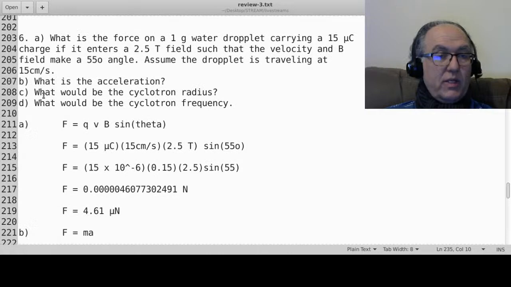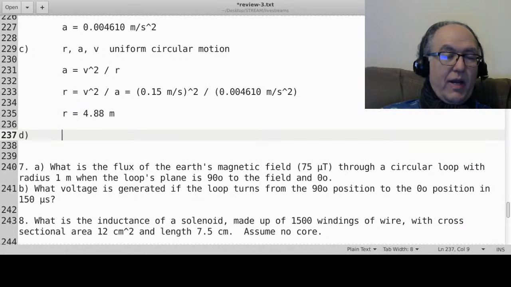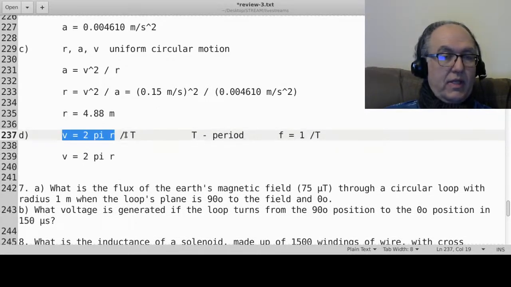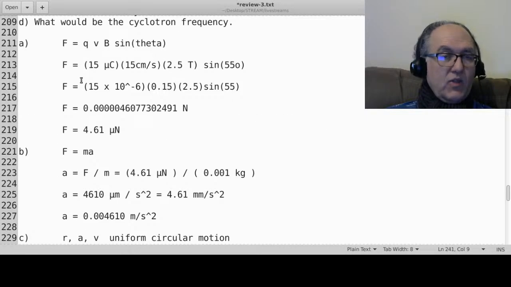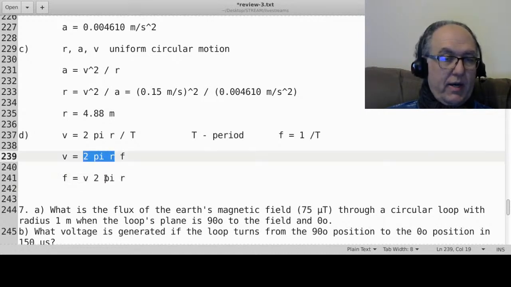Then the last question was, what would the cyclotron frequency be? There are a few ways to do this. The one I like using is V is equal to 2 pi R divided by T. Remember, T is the period, and you can relate the period and the frequency as F is equal to 1 divided by T. So I could rewrite this, instead of divided by T, just multiply by F. Now, we want to solve for F. What would the cyclotron frequency be? So we have F is equal to V, and then divide both sides by 2 pi R.